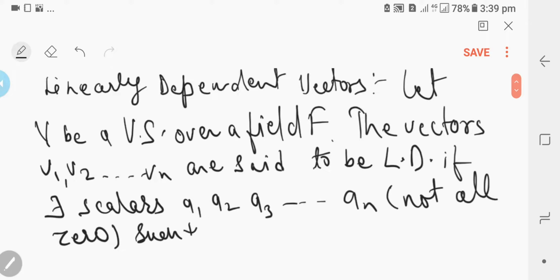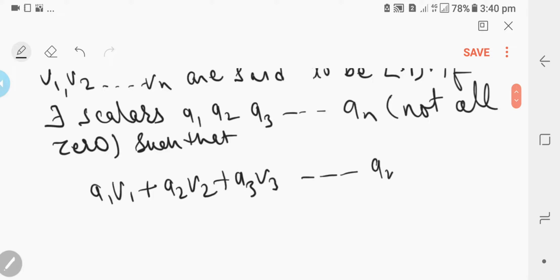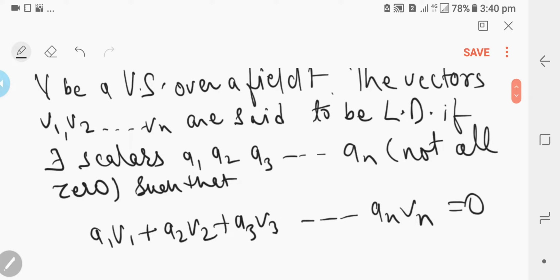such that the linear combination of these vectors, that is a1 v1 plus a2 v2 plus a3 v3 and so on, an vn, equals 0. If we take the linear combination of all vectors equal to 0, and if they are linearly dependent, then you will get at least one ai that is not 0.